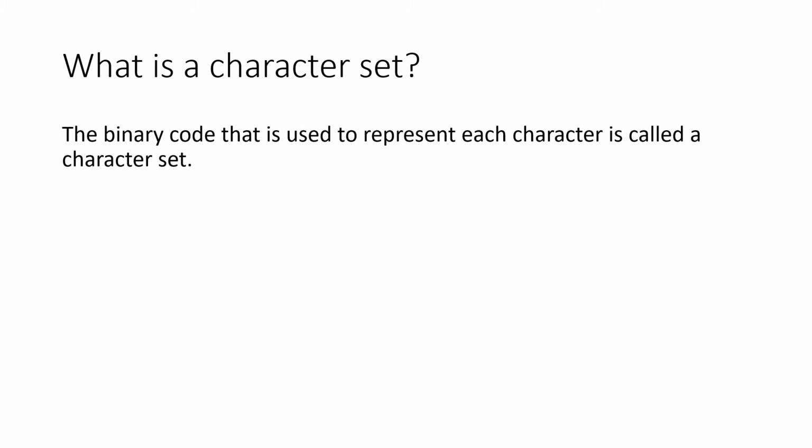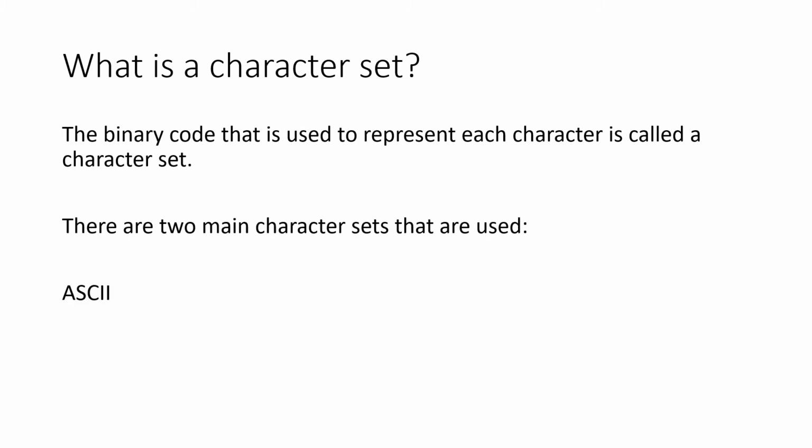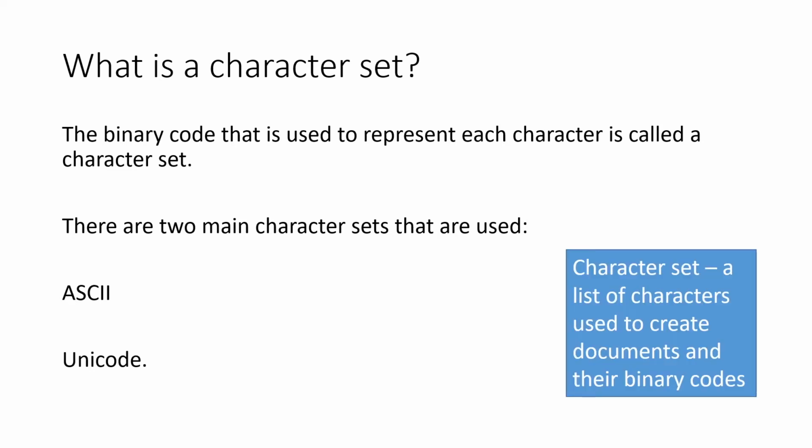And the two you need to know about are the one you just saw, the ASCII code, and the other one, the newer one, far more widely used now, Unicode. So, key term for you, character set: a list of characters used to create documents and their binary codes. Let's talk about ASCII.